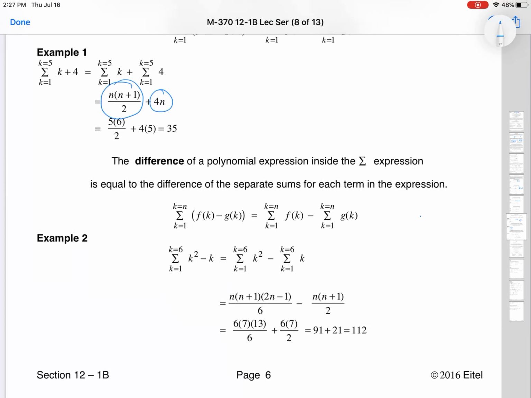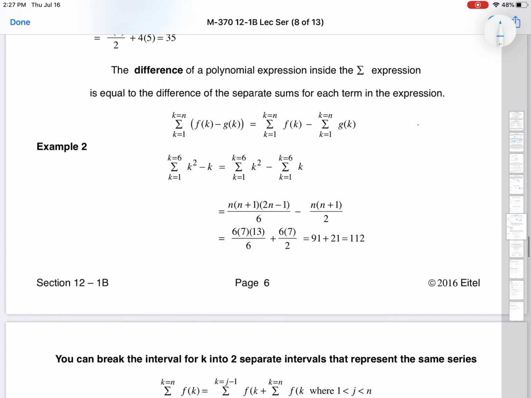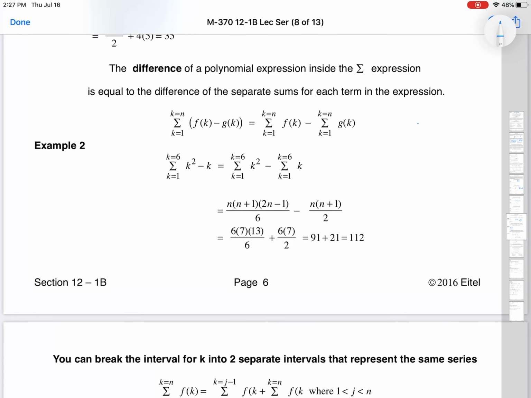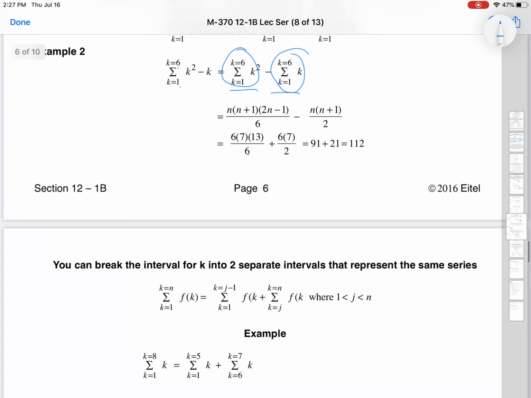And then same thing with differences. It wouldn't make any difference if it's a difference as well. So here we have the sum from 1 to 6 of k squared minus k. We don't have to get overwhelmed. We don't have to look for a new formula. We're just going to distribute out the sum to each one of those blocks. We have a formula for this, we have a formula for that, and we are going to just use those formulas. So here are the formulas copied down with the numbers in there, 6, 7, and 13 with the 6, 6, 7, and 2 in there, and we get 91 minus 21 for 70.